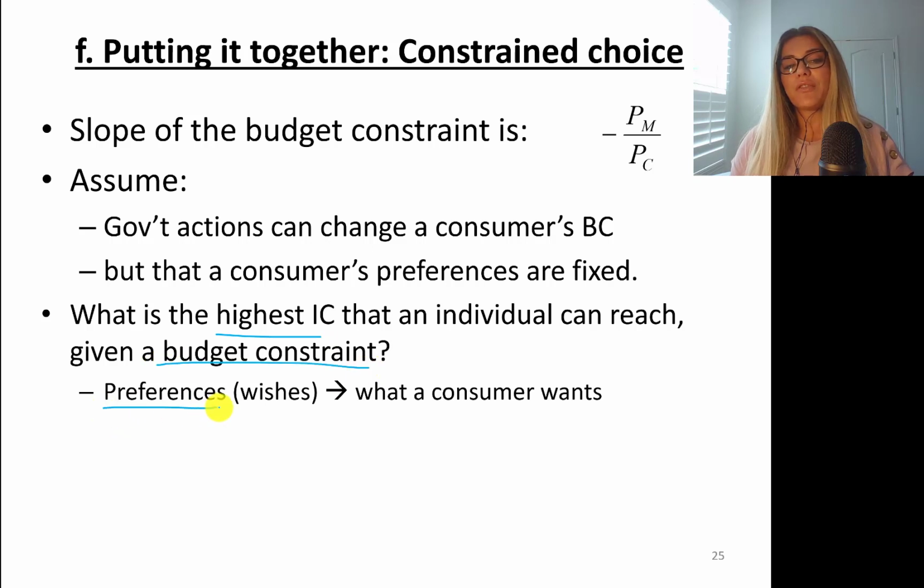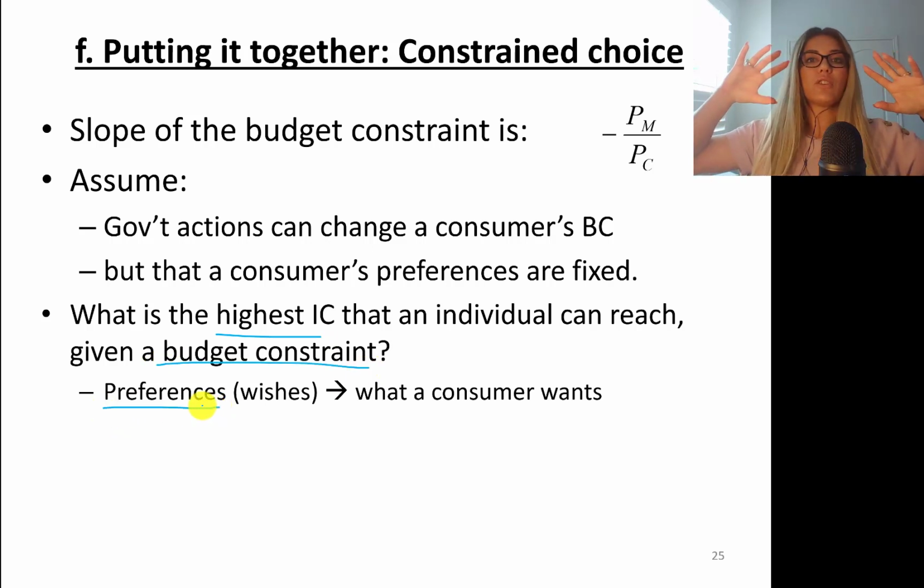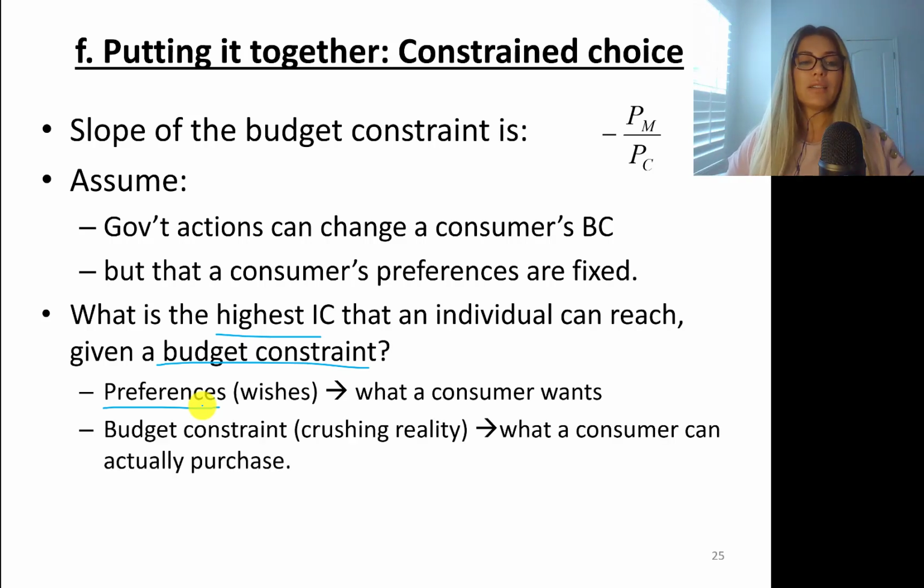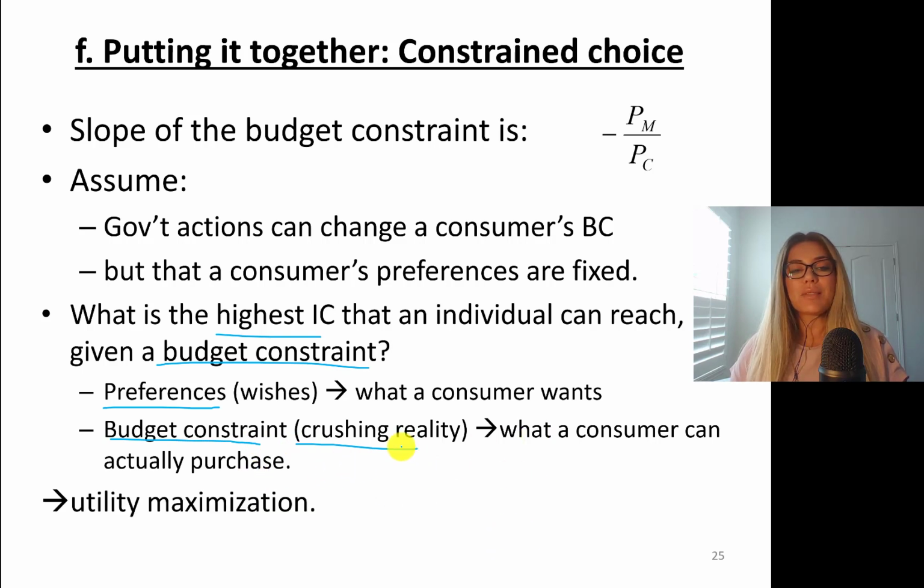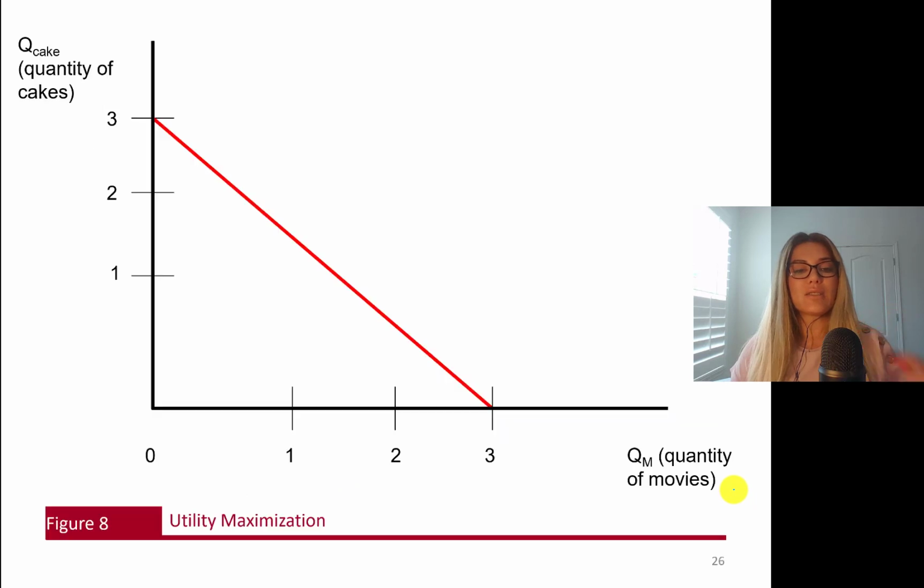So your preferences, indifference curves, are like your wishes and what the consumer wants, right? What you want. Budget constraint is like crushing reality, right? I have so much money. I want a Tesla, I want a Lamborghini, and I want a Ford Focus, but I can only afford the Ford Focus, okay? So budget constraint is a crushing reality, what a consumer can actually purchase. So utility maximization takes these two things into consideration.